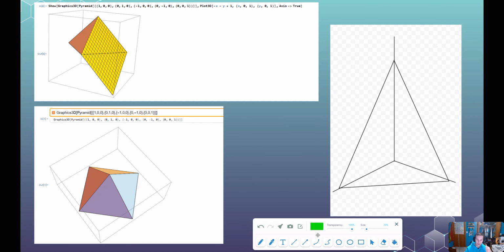Well, what you can do is take a look at this, and you can see that there's a big triangle right here. And so this triangle has an area. The formula for the area of a triangle is 1/2 base times height.